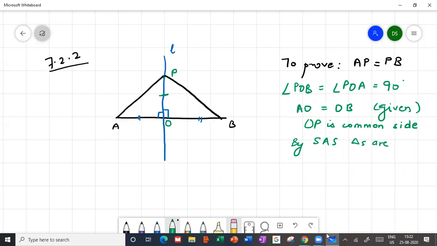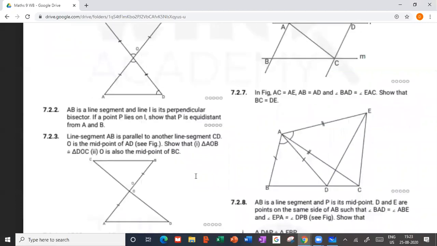Okay. The triangles are congruent by CPCT, AP is equal to BP. Cool. So shall we move to the next question? Yes. Okay.